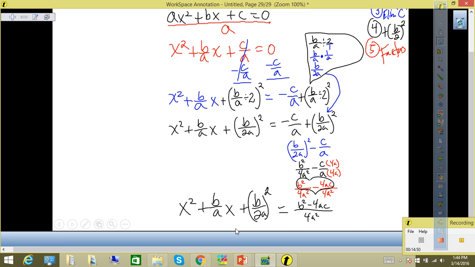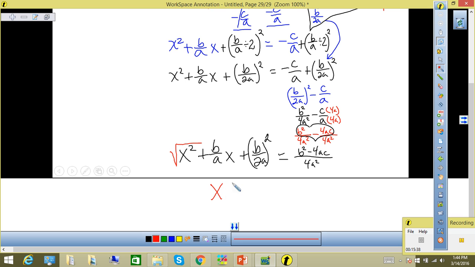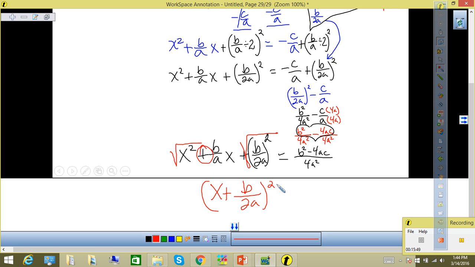Therefore, at that point, we're going to factor. We know this is a perfect square, right? So what do I do there to factor? Square root of the first, and that is x. Square root of the last, and what does that leave us? b over 2a. What is the sign? Plus, and all that, squared equal to b squared minus 4ac over 4a squared.